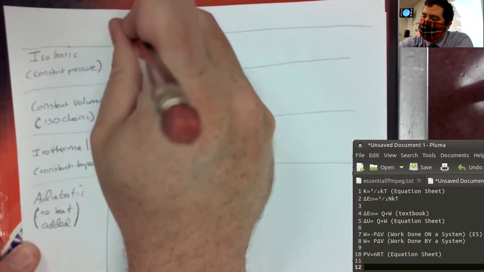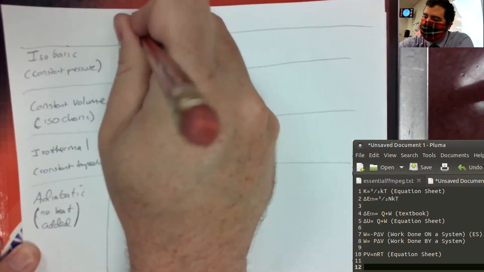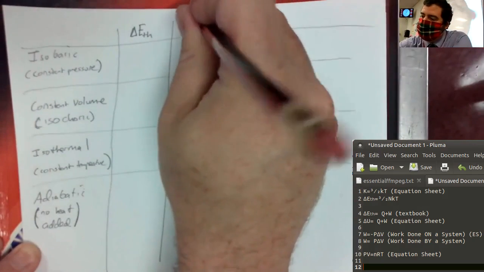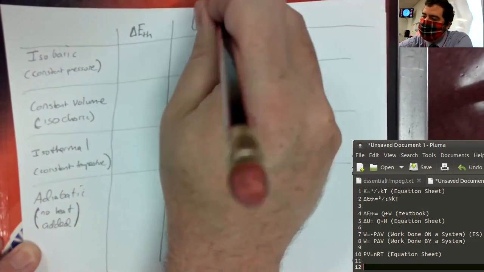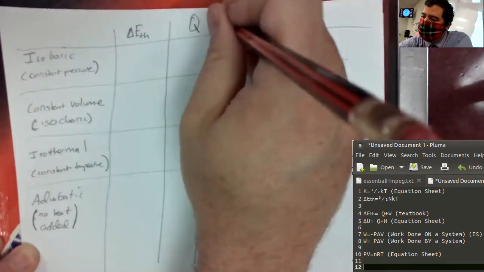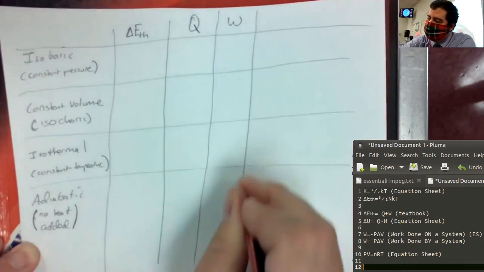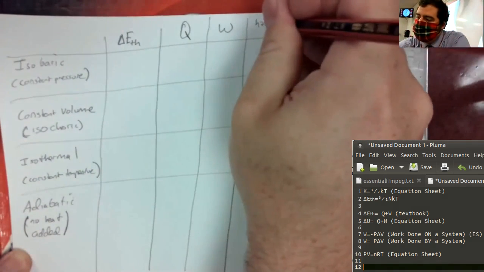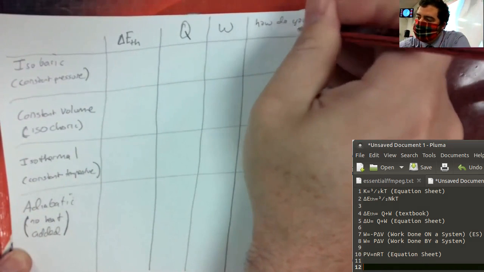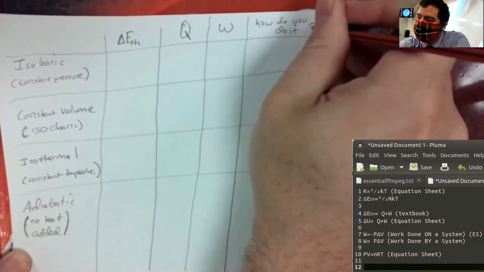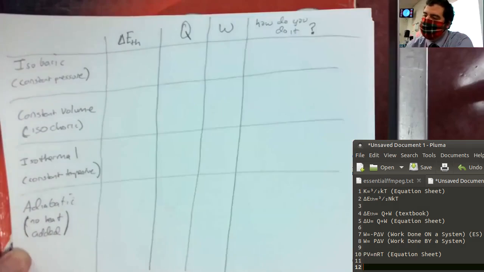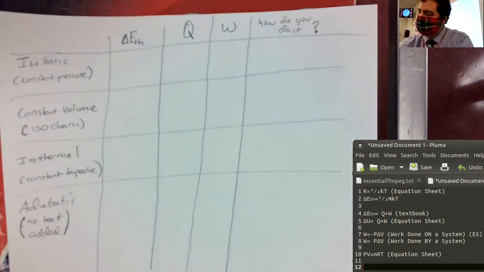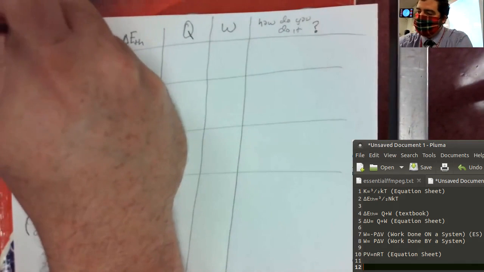And what I'd like to look at is the change in thermal energy or internal energy. I'd like to look at whether we're adding heat to the system, whether we're adding work to the system, and also how do you do it? What would that look like in the lab? And I'm going to say for all of these, assume we're adding energy.